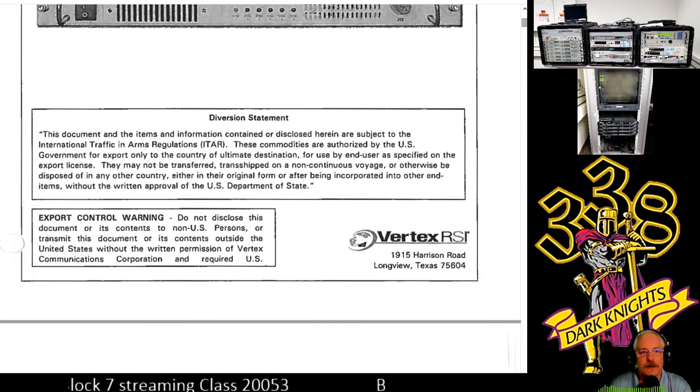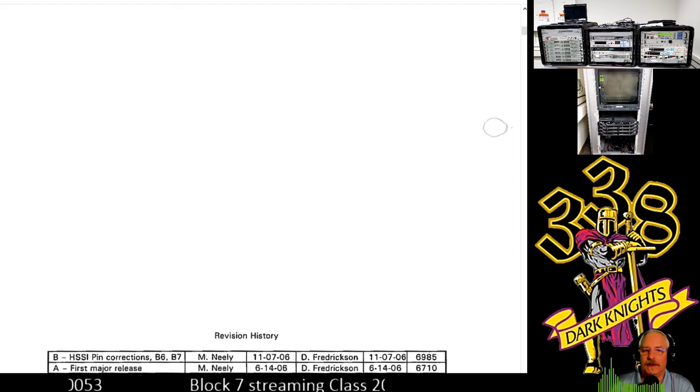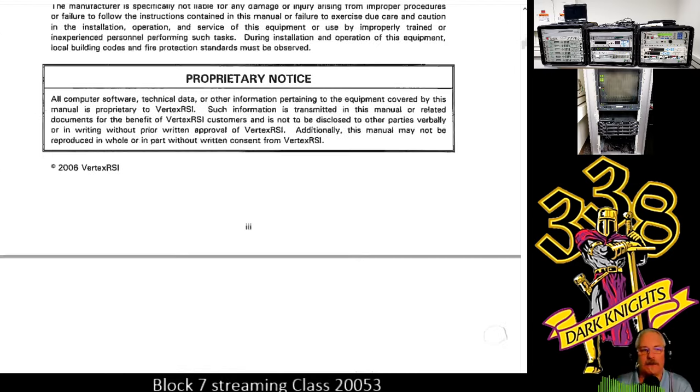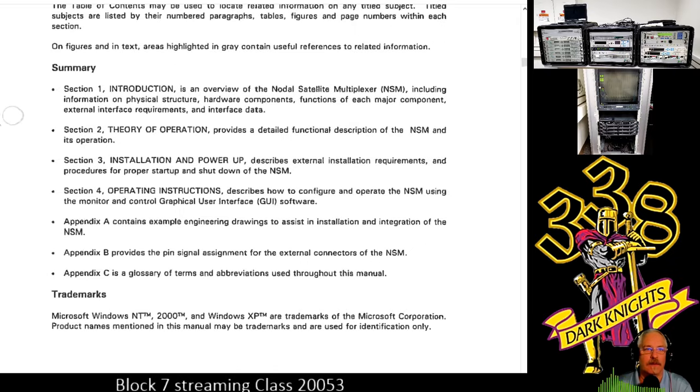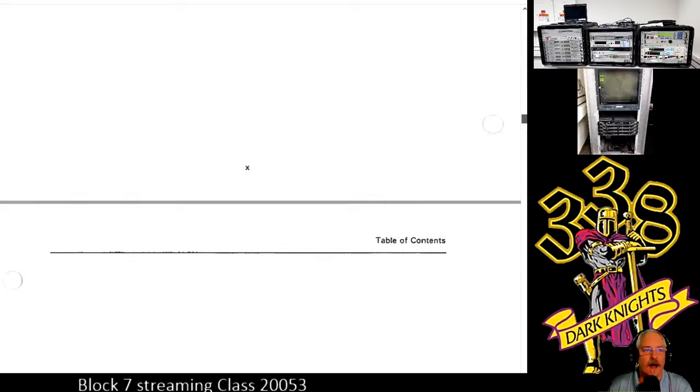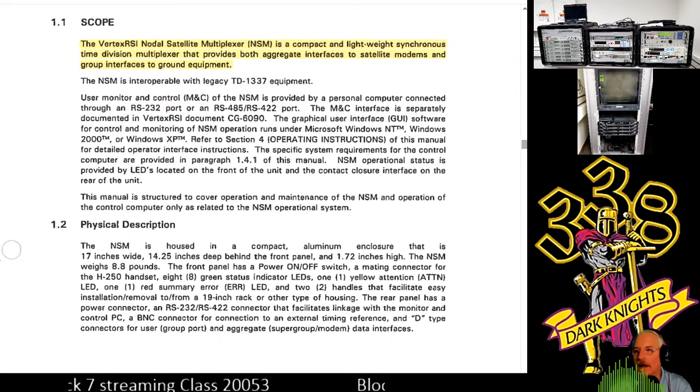All right, the first thing I wanted to show you is down at the bottom right on the front page, it says Vertex RSI. That is the company. When you see Vertex NSM50, that's what they're referencing, the company. So please don't get the NSM50 confused, thinking, wait a minute, it says the Vertex. No, that's the company that makes it. So when we pull this down, I am getting into chapter 1, 1.1, should be PDF file page 13. And it just describes what the nodal satellite multiplexer is. Just a general idea of what it is. Just that first paragraph there.